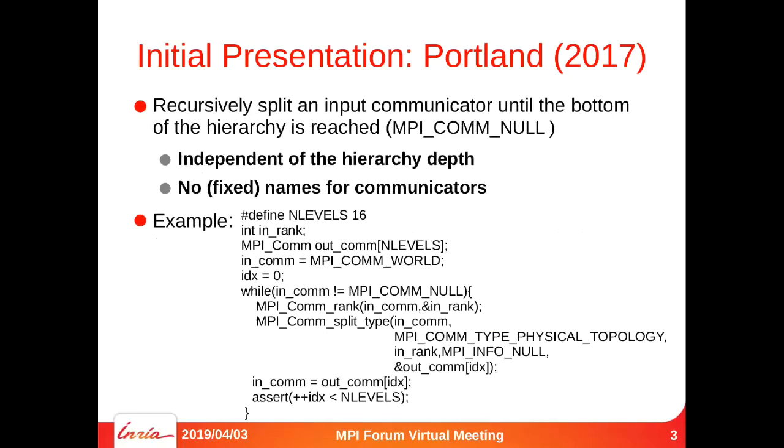And the point I wanted to stress at that time was that there were no names for communicators. So communicators were created recursively. You split a top communicator into subcommunicators, and then those subcommunicators can be split again into new subcommunicators. So it works well for hierarchical nodes and hierarchical machines. The two key points for us at that time were that it was independent from the hierarchy depth, and no fixed names were used for communicators. So that was the initial presentation I made almost 2 years ago.